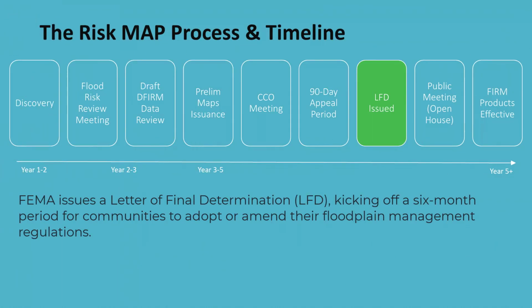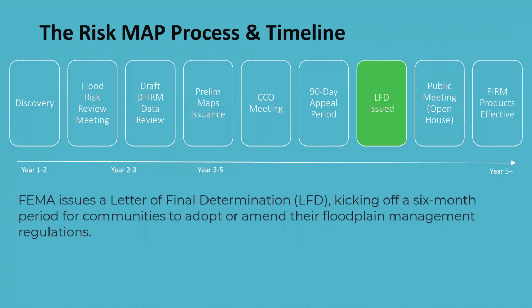Following the 90-day appeal period, and once all appeals, if any, are resolved, FEMA will send each community a letter of final determination, or LFD, which establishes the final flood hazard data and the effective date of the new FIRMs and FIS reports for each community. The LFD also indicates the 6-month period during which each community must adopt or amend its floodplain management regulations to reference the date and title of the new FIRM and FIS report.